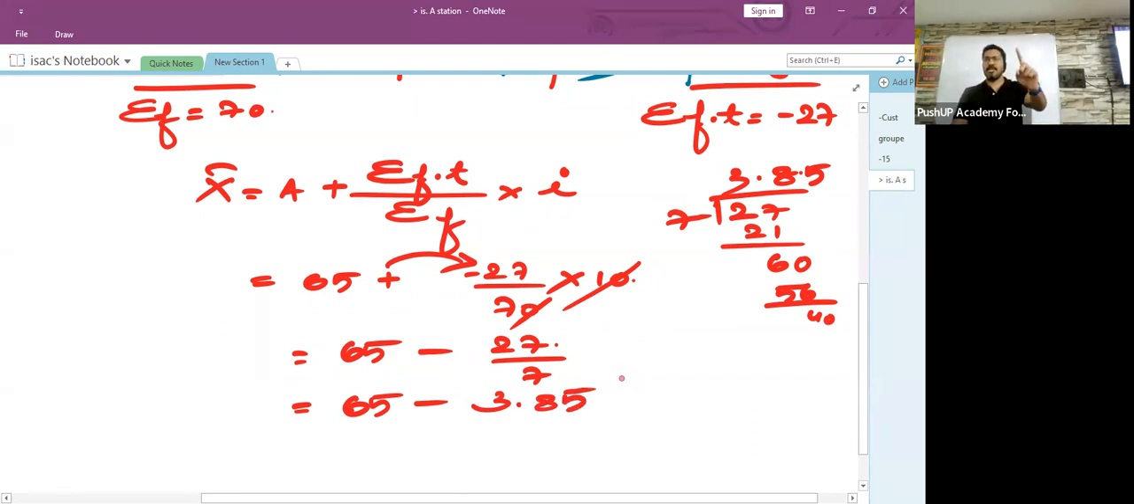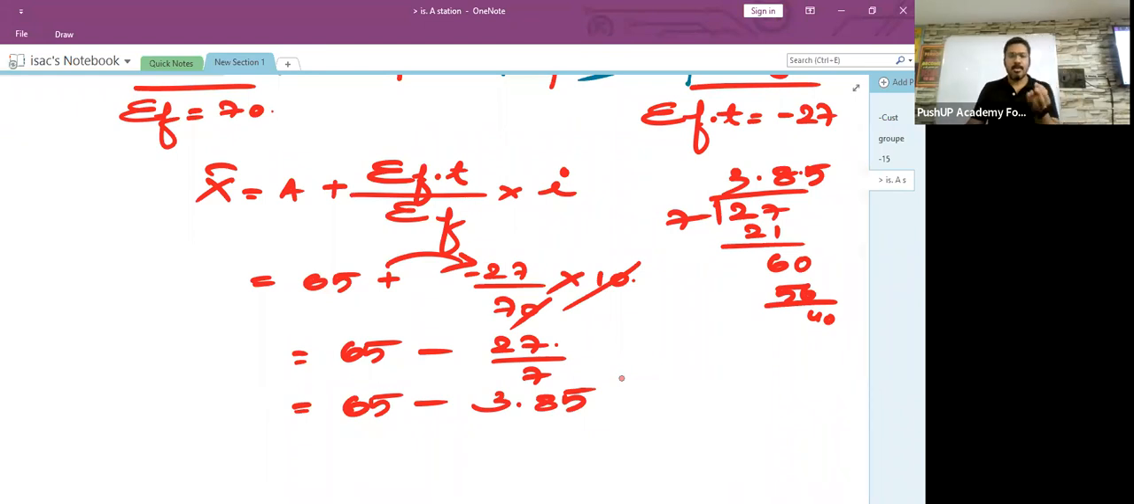First you find the answer correct to two decimal places. I always tell you, children, if the question is to round off to one decimal figure, you should first find the answer correct to two decimal figures. And then only in the final step will you be rounding it off. Only in the final step, you will be rounding it off.